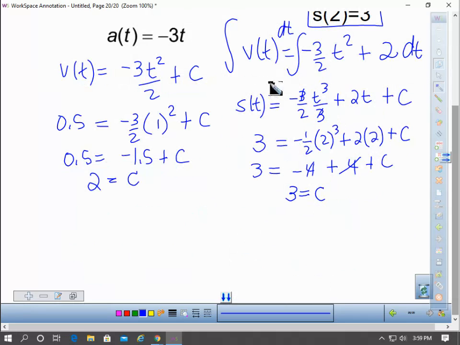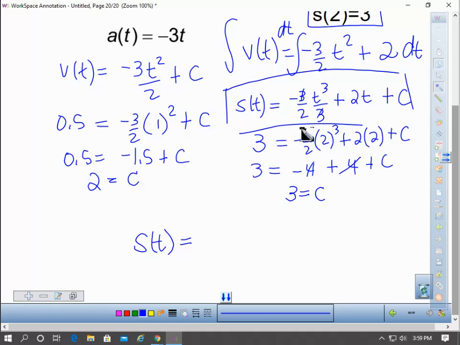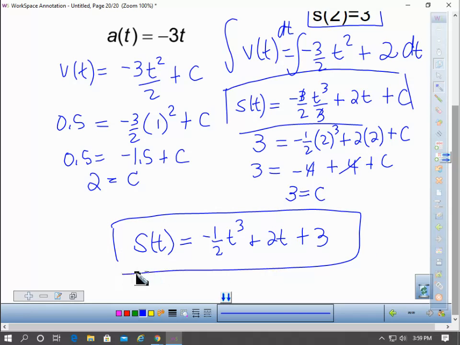And then my final answer for my position function: s of t is going to equal, with the 3's canceled, negative 1/2 t cubed plus 2t plus my c value, which I found was 3. So here is my final answer: negative 1/2 t cubed plus 2t plus 3.